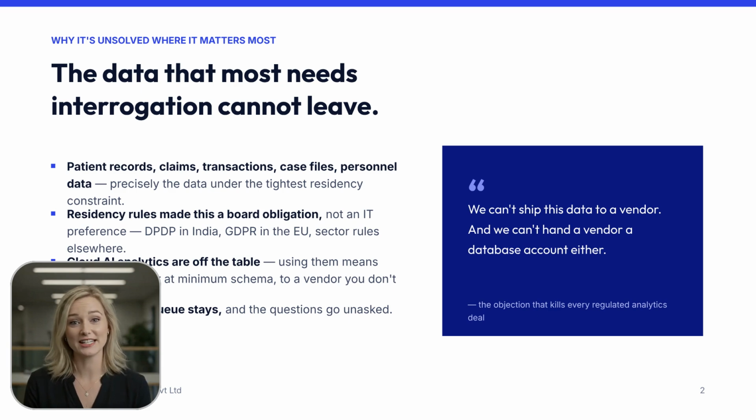Regulated industries often cannot use cloud-based AI tools because sensitive data like patient records or transaction history cannot leave their secure environment. This restriction often prevents important questions from being asked at all.